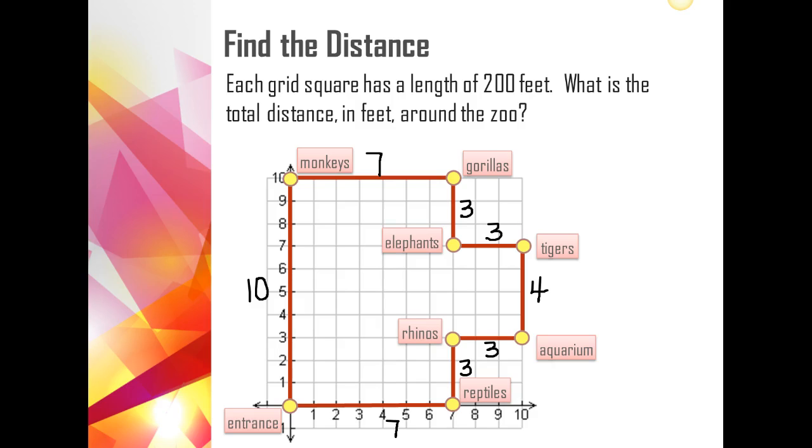Now let's find the total distance. When we add up all the measurements, we find that it is 40 units around the zoo. However, this is not the total distance in feet around the zoo. The problem tells us each grid square has a length of 200 feet. We will next need to multiply 40 times 200. This gives us our actual total distance around the zoo, which is 8,000 feet.